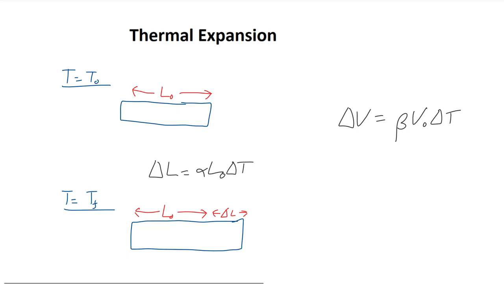Although this relationship is not exactly true, you may assume it is true for the MCAT. The coefficient of volumetric expansion is simply equal to 3 times the coefficient of linear expansion. In other words, beta is equal to 3 alpha. Let us now consider an example to demonstrate this.